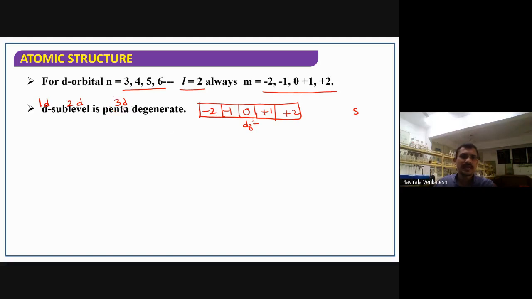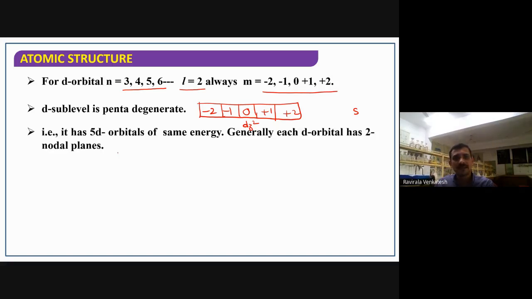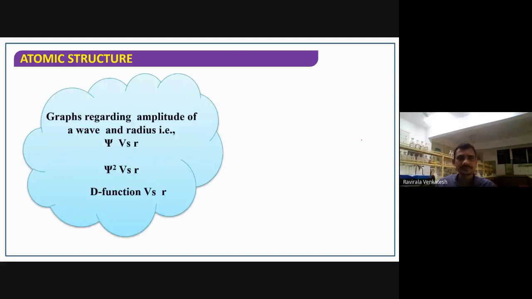Now it is penta degenerate, which means the 5 d orbitals have the same energy. Generally, each d orbital has 2 nodal planes. Nodal plane means, as I already told you, the plane in which the probability of finding the electron is 0. There are 2 nodal planes actually.